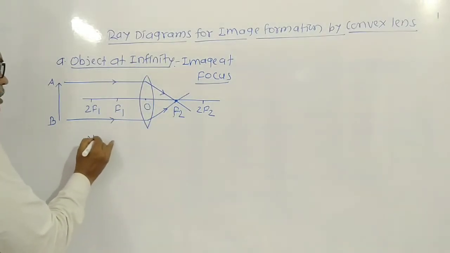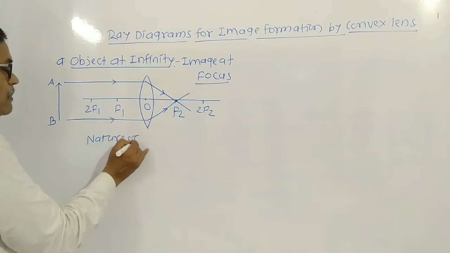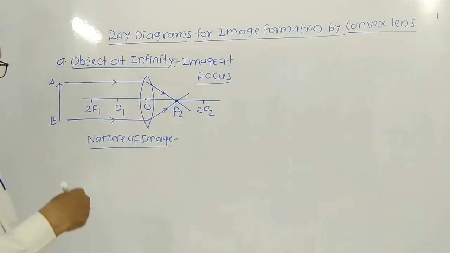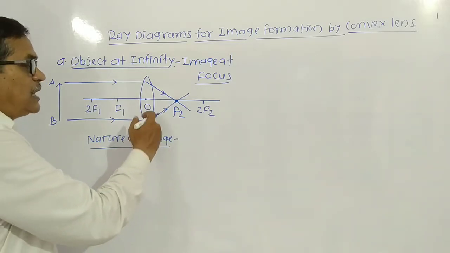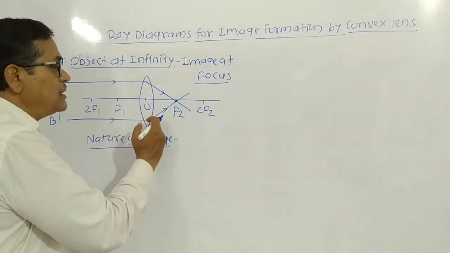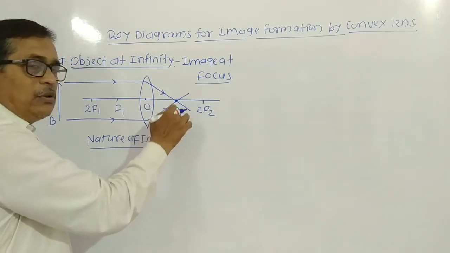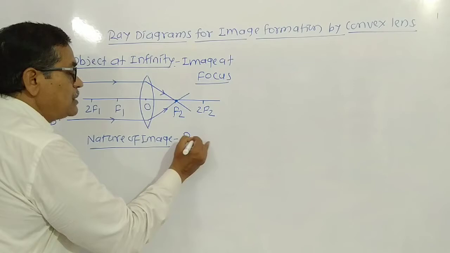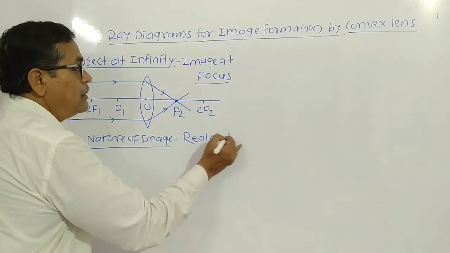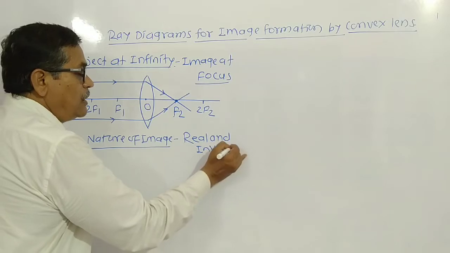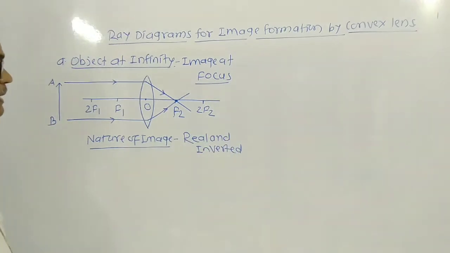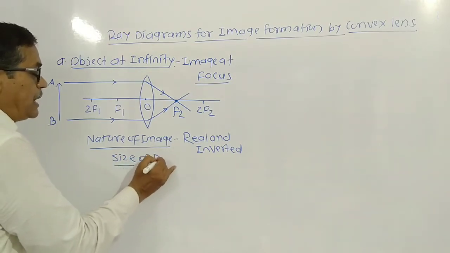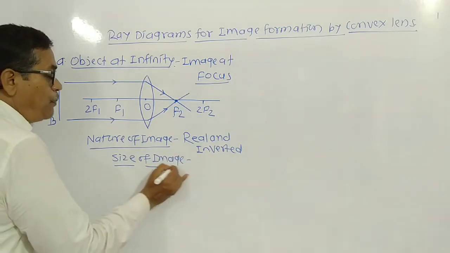Then what is the nature of the image? I can explain to you that an image which forms on the right side of the lens, the right side of the optical center, and below the principal axis is real and inverted. So the nature of the image is real and inverted. And what is the size? The size of the image is a point image.